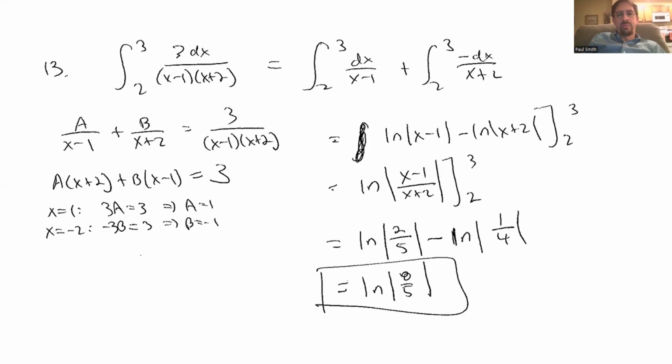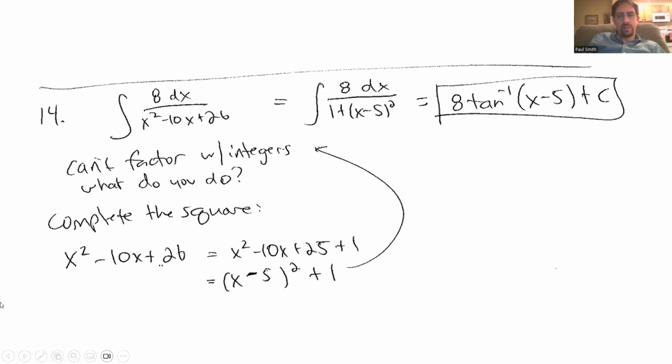All right, our last two problems right here, the integral of 8 dx over x squared minus 10x plus 26. This is problem 14. Now, if you look at that, it's not easy to factor this denominator. How do you do it? You're not going to factor it with integers or any other easy factoring. So what do we do? Well, one technique that's possible is the technique of completing the square. So how do you go about doing that?